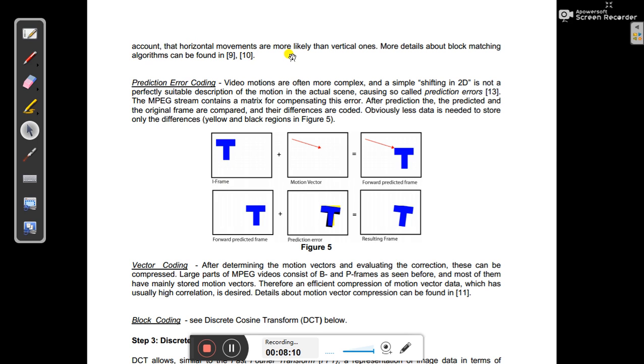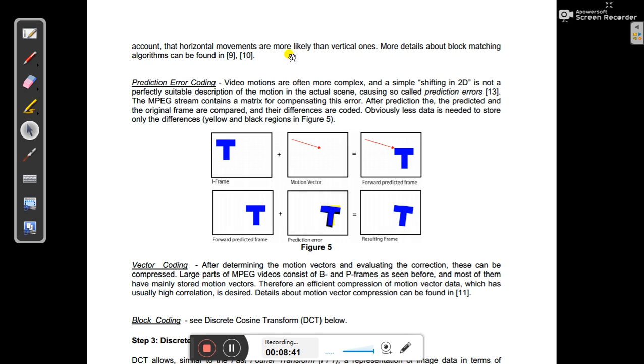Next one is prediction error coding. Video motions are often more complex, and a simple shifting in 2D is not a perfectly suitable description of the motion in the actual scene, causing the so-called prediction error. The MPEG stream contains a matrix for compensating this error. After prediction, the predicted and the original frame are compared and their differences are coded.